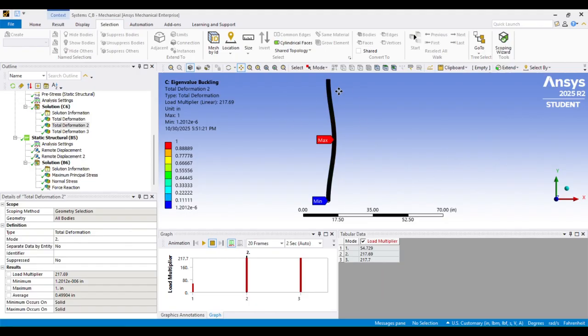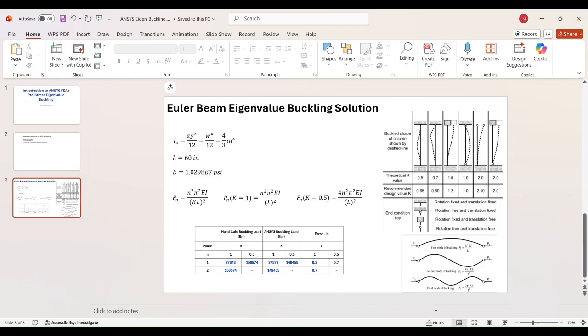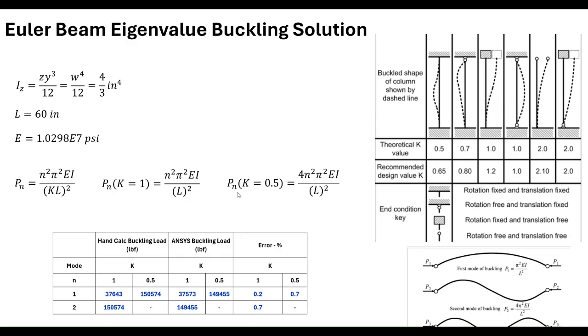And there's another rotational degree of freedom here that this bar can bend in. And so these actually are theoretically identical. So if you have a K of 0.5, this is the Euler load prediction for that mode. So mode 1 is going to be equal to mode 2 for a K of 1. And you see that here. Based on the hand calc, K of 0.5, these modes are the same.